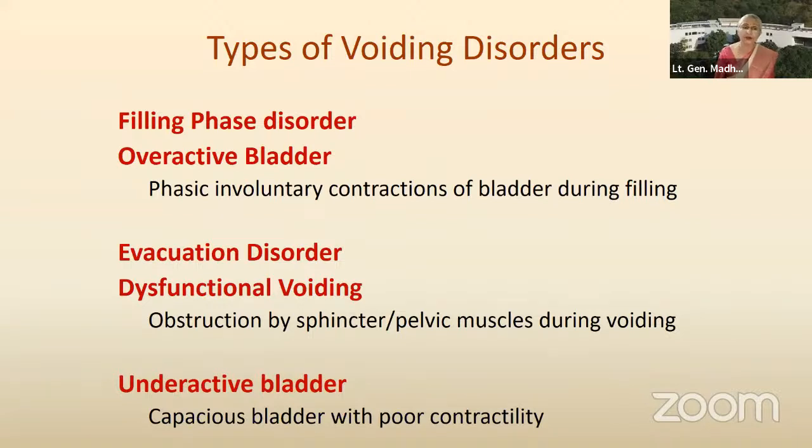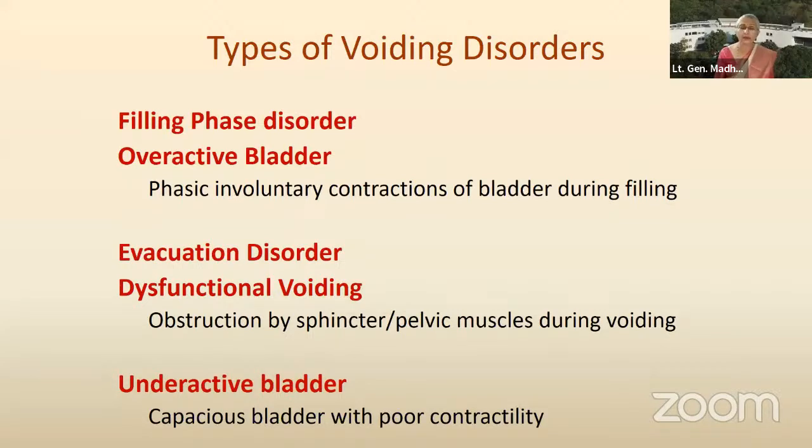The problem, if it's during evacuation, can be because either the bladder is not contracting well enough, or the bladder is contracting and the sphincter is also contracting. So the bladder has to push against a closed sphincter. And this sphincter could be internal or external, using the pelvic muscles during voiding. And this results in dysfunctional voiding.